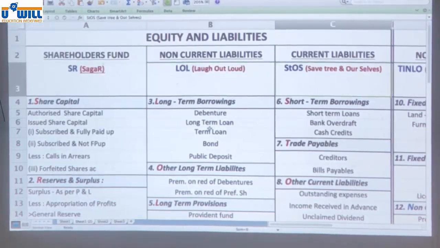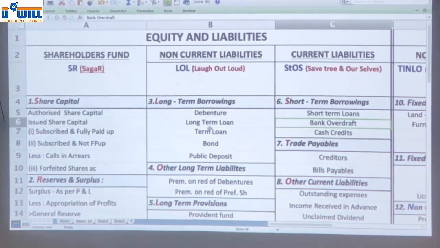We go to current liabilities. The third one. उसमें short term borrowings. Short term borrowings में क्या है? Short term loans है. Bank overdraft. जैसे cash and cash equivalent में bank balance आएगा, वैसे bank overdraft आएगा यहाँ पे in current liabilities. उसके अंदर short term borrowings, because bank overdraft है, it's not for a longer period of time.